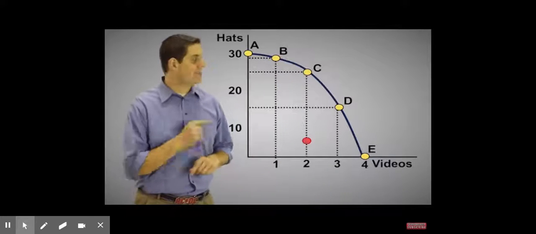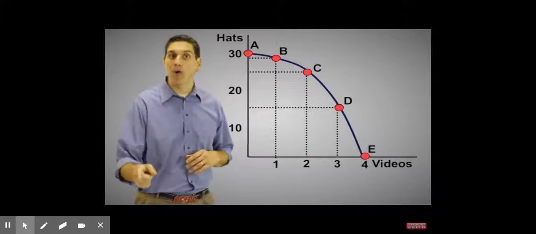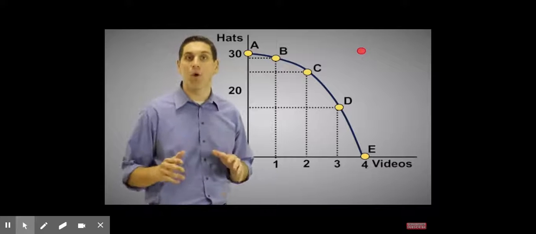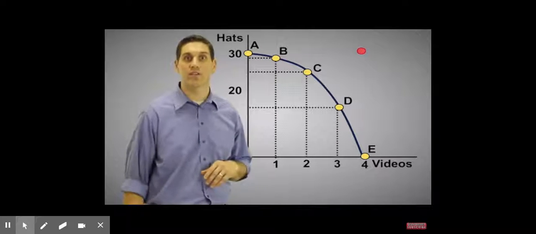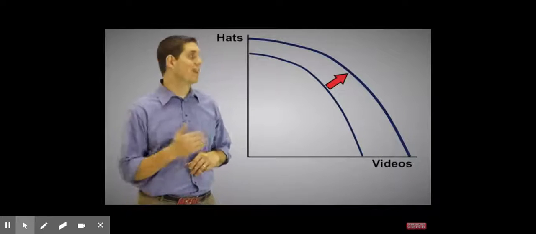We've established that any point inside the curve is inefficient because we could produce more of each good, and any point on the curve is efficient. And we know that a point outside the curve is impossible or not attainable given our current resources. But what if we get more resources? That's right, the production possibilities curve can shift.